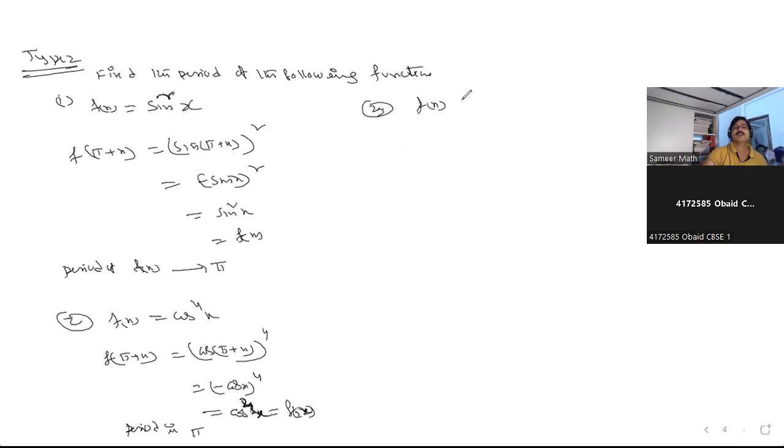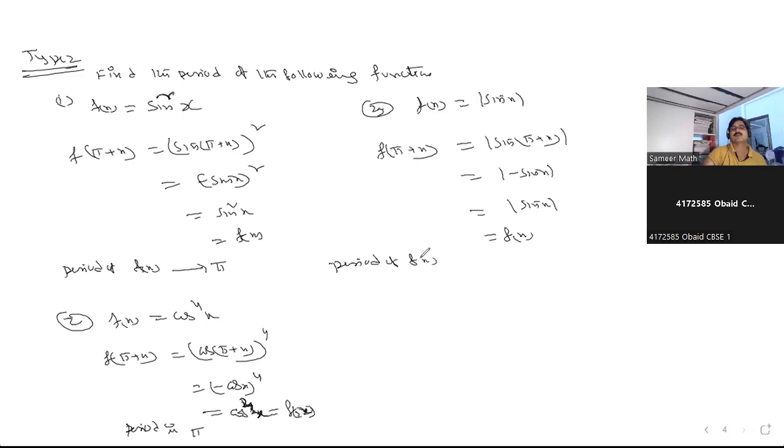Suppose if I say f of x is equal to mod sin x, then also the period is going to be reduced, by f of pi plus x. You see, sin of pi plus x, with the modulus, is mod of minus sin x, which is nothing but mod sin x only. So that is f of x. What is the period here? The period of f of x, here also we get pi.